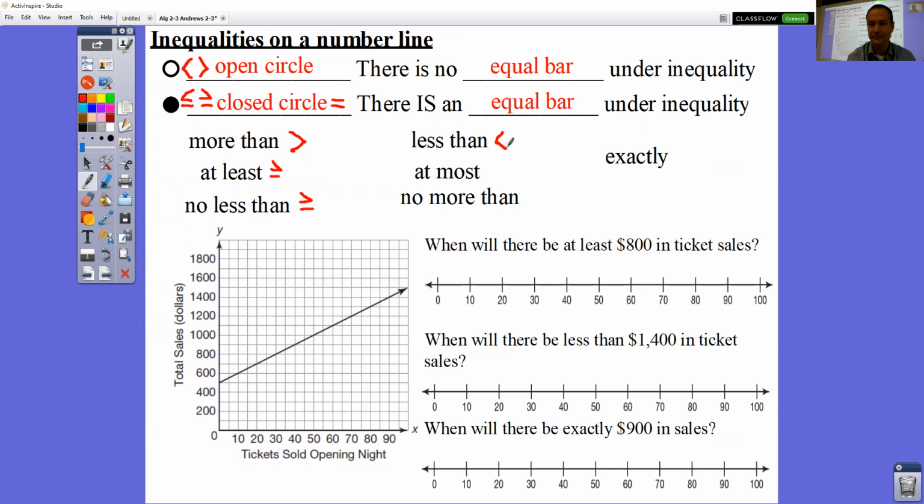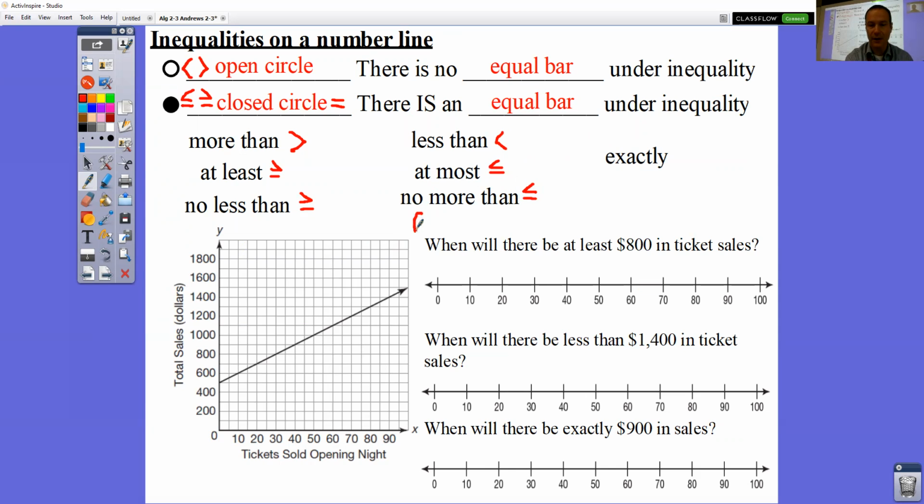Less than is less than. At most, that's the most something could be. It could be equal to that, or it could be less than that, but that's the most that it could be. So you could have less than or equal to. No more than: it could be less than, or it could be equal to.